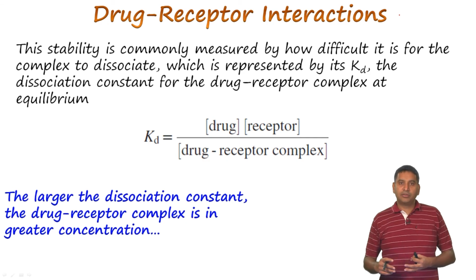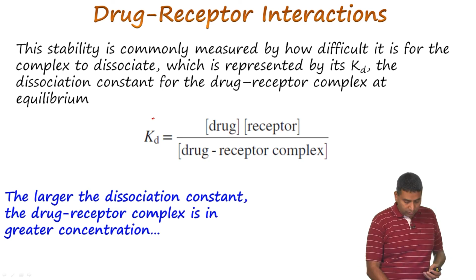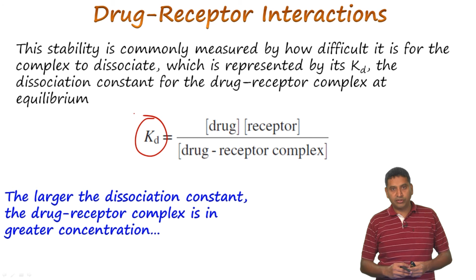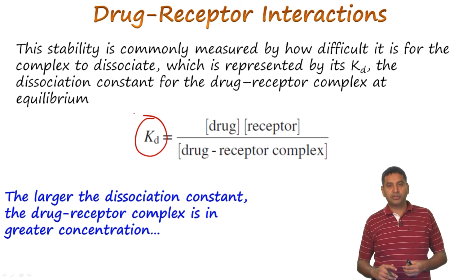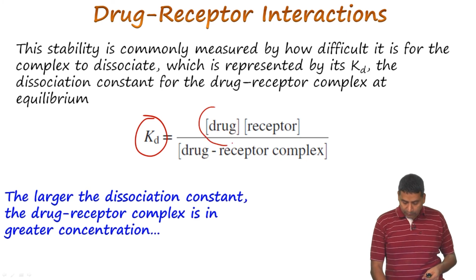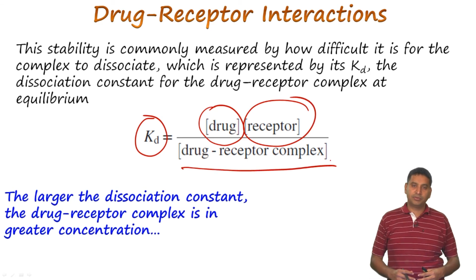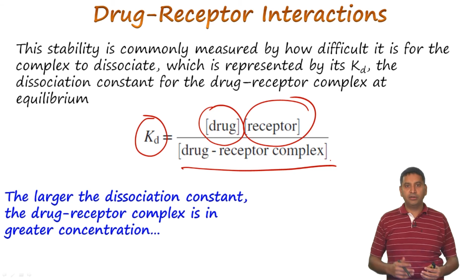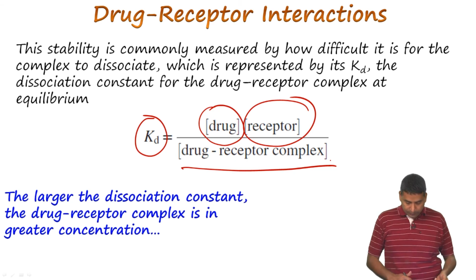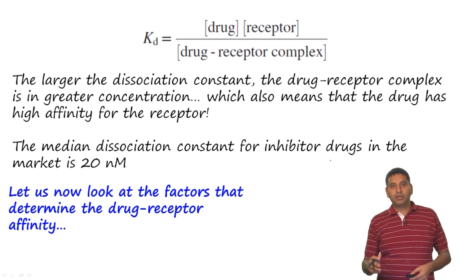The stability is usually defined by an equilibrium constant, which we shall call Kd, known as the dissociation constant of the drug receptor complex. The dissociation constant is defined as the concentration of the drug multiplied by the concentration of the receptor, divided by the drug receptor complex. So, very simply, the larger the dissociation constant, the drug receptor complex is going to be in a greater concentration. Which also means that the drug has a very high affinity for the receptor.